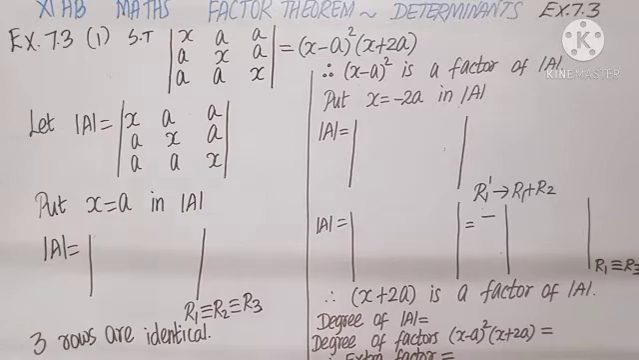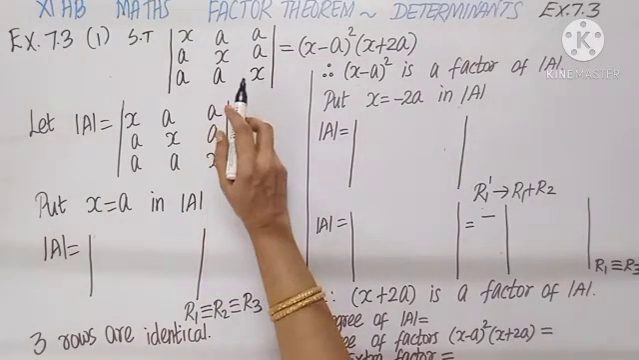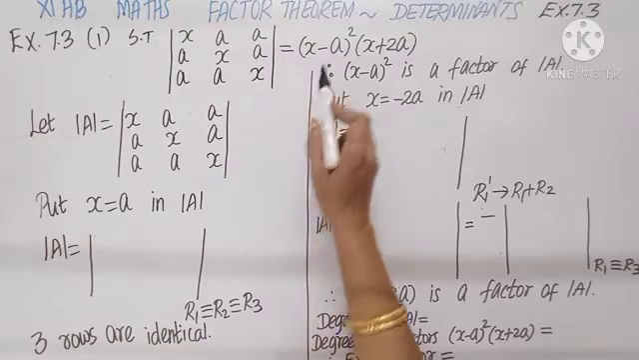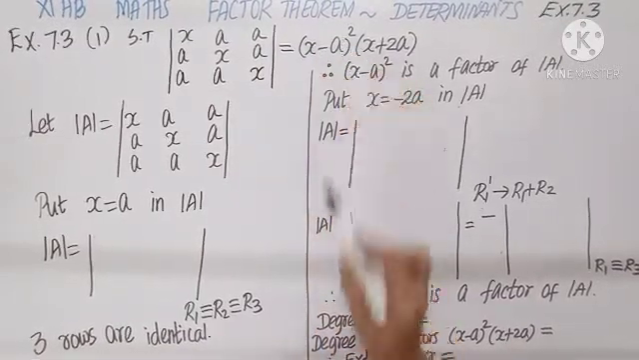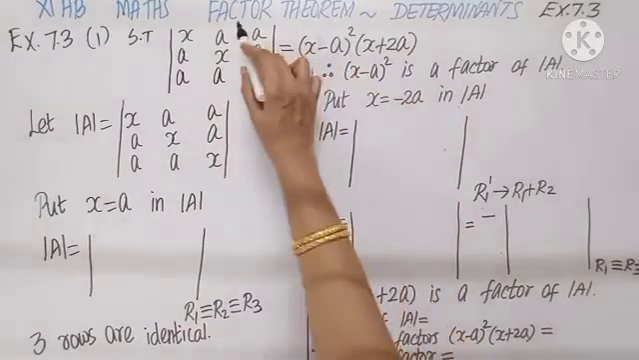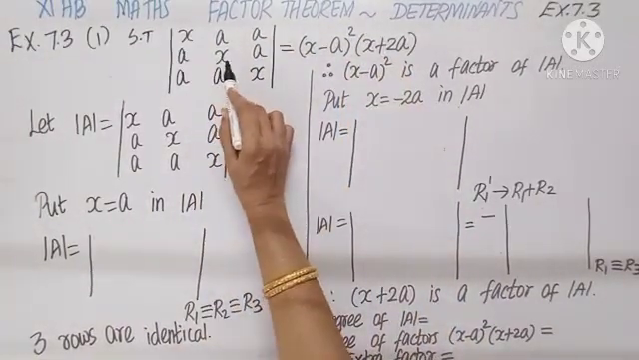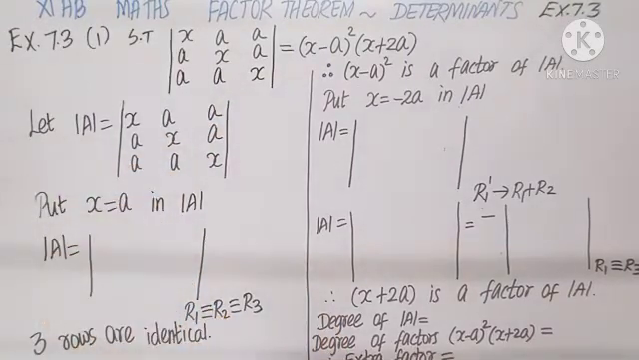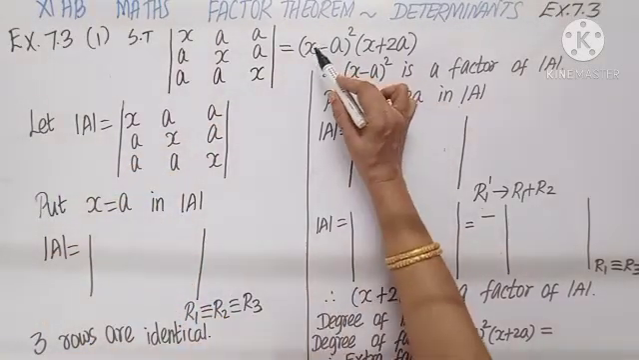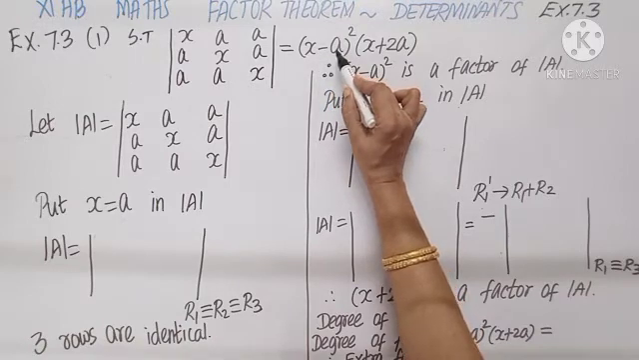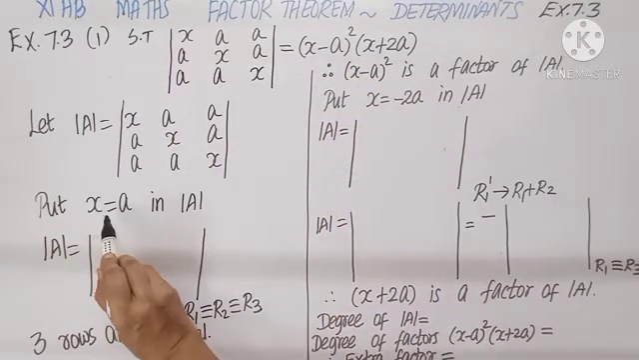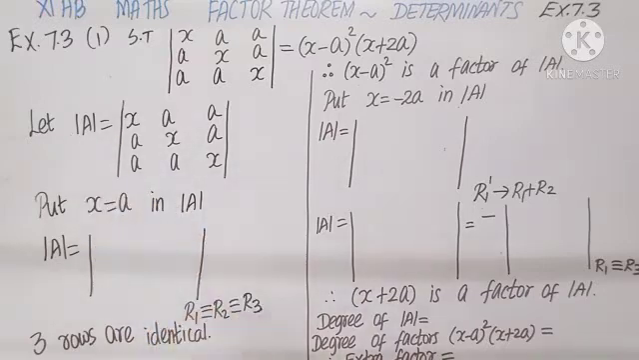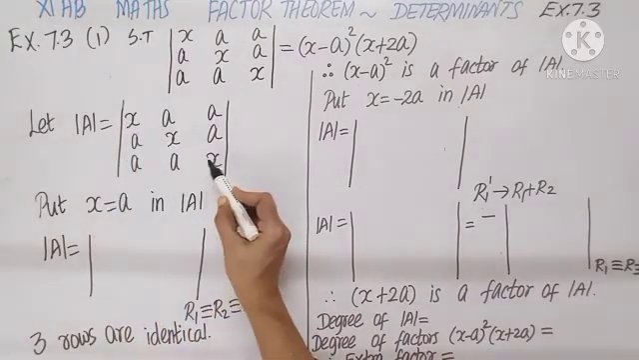Exercise 7.3, question number 1, show that the determinant equals the RHS, we have factors. So whenever you have factors type, I can use factor theorem. Take the given determinant as determinant A. If I want to show x minus A as a factor, put x minus A equal to 0, I get x is equal to A. So wherever x comes, put A in the determinant. Wherever x is coming, I am putting A.